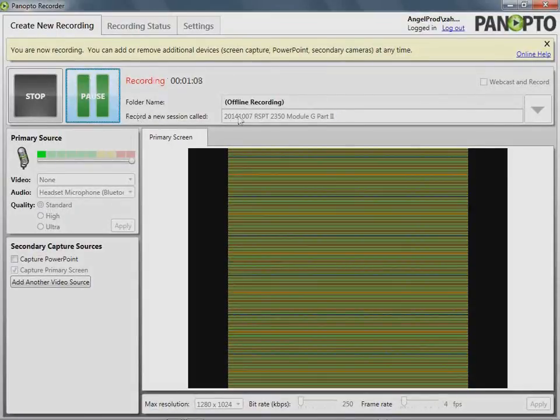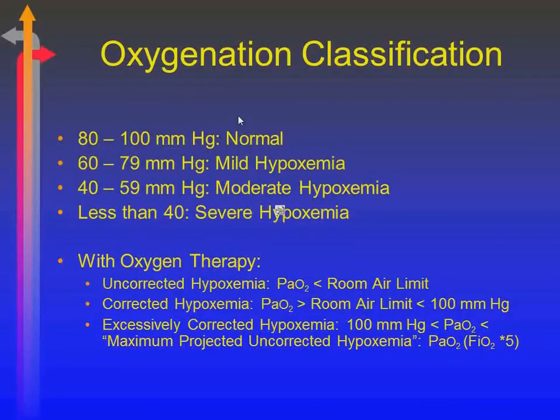We know that we classify oxygenation as 80 to 100 being normal, 60 to 79 being mild, 40 to 59 being moderate, less than 40 we're considering severe. When we use oxygen therapy, we need to readjust that terminology. If the PaO₂ is still below 80, it's uncorrected hypoxemia of a mild, moderate, or severe nature. In other words, we're attempting to correct it. The PaO₂ should be higher, but it's not.